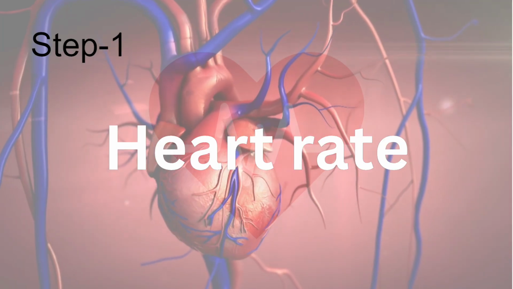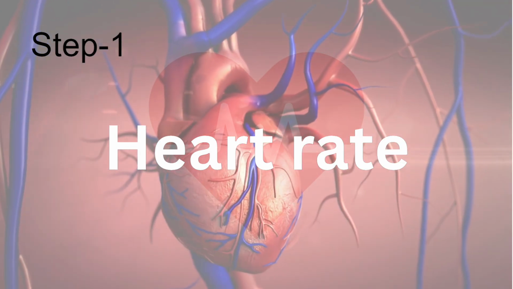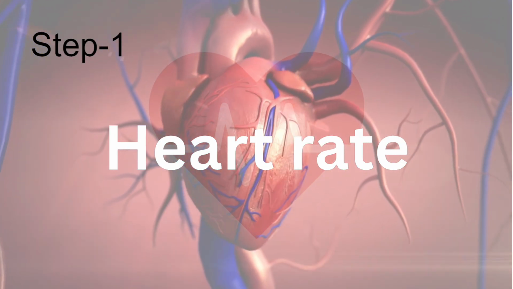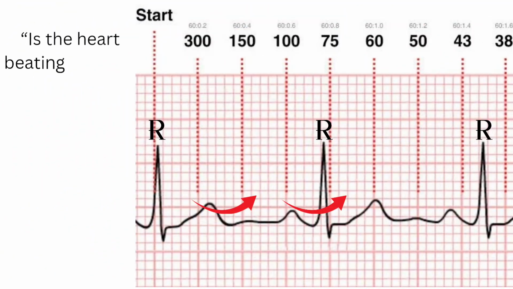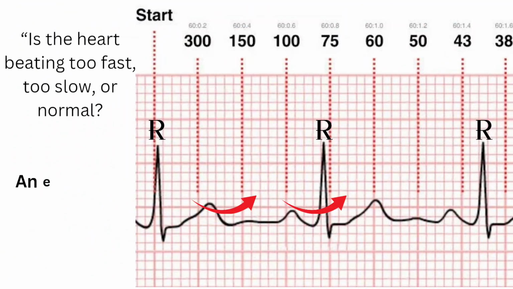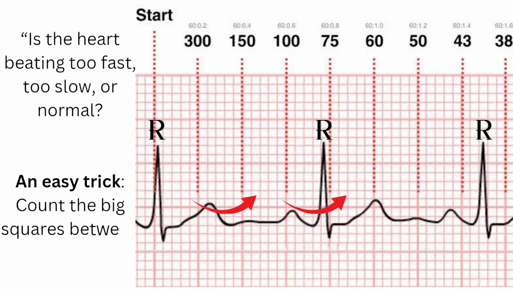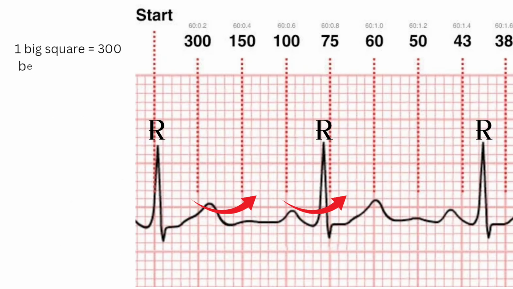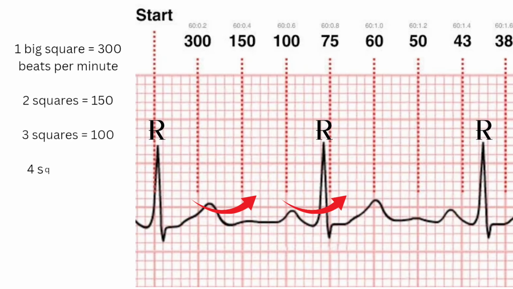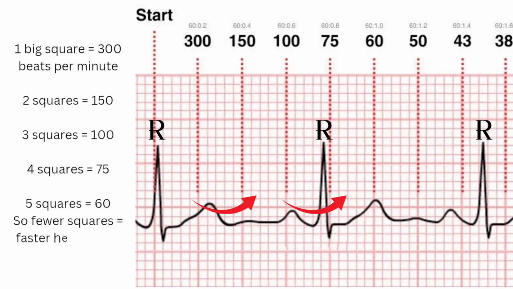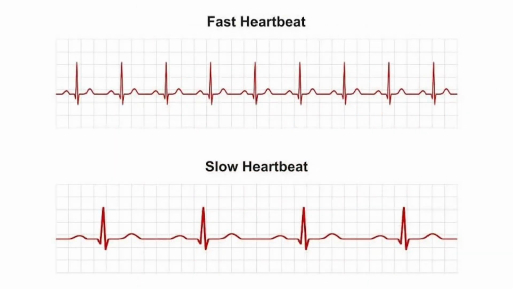Now, let's talk about counting heart rate. Heart rate can be faster, slower, or normal. Is the heart beating too fast, too slow, or normal? An easy trick: count the big squares between two R waves. 1 big square equals 300 beats per minute, 2 squares equals 150, 3 squares equals 100, 4 squares equals 75, 5 squares equals 60, so fewer squares equals faster heart rate. Here is a picture showing fast heartbeat and slow heartbeat.